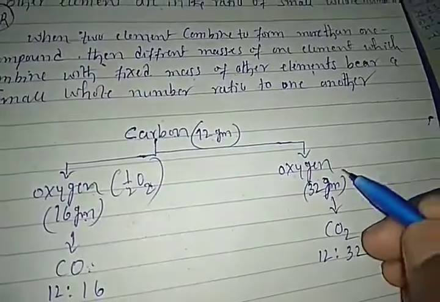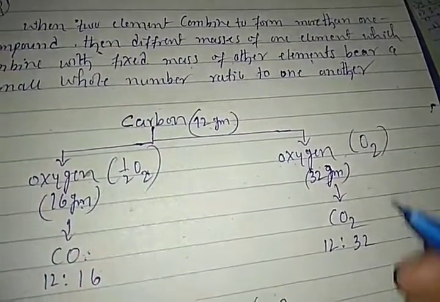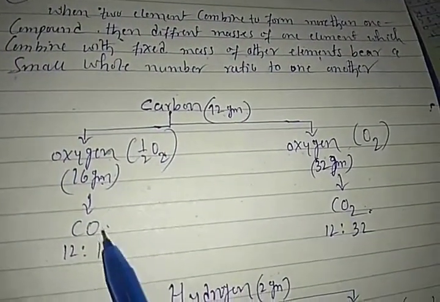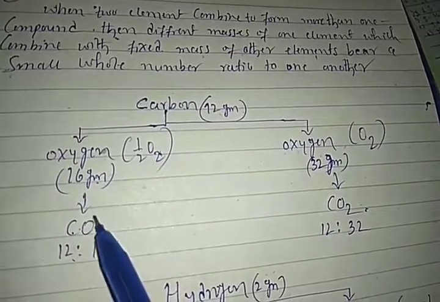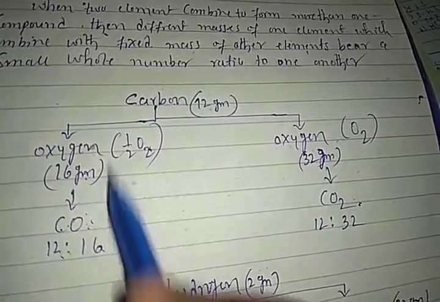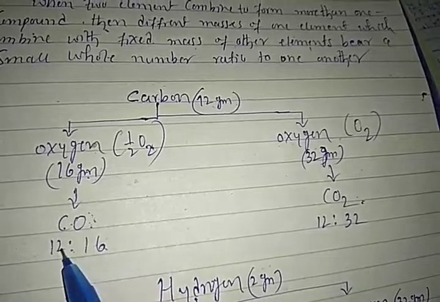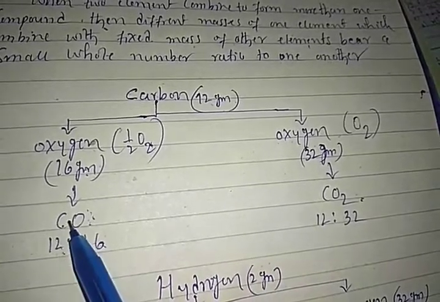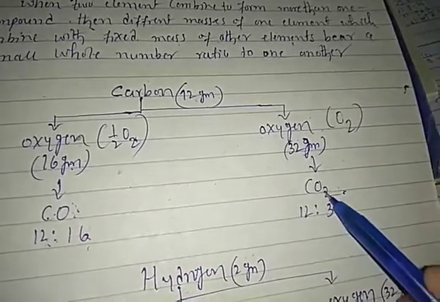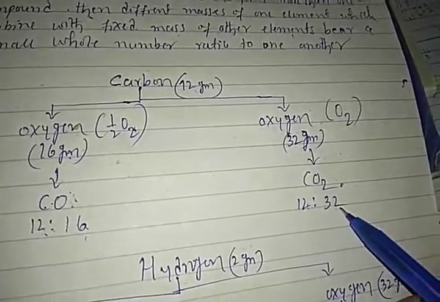The carbon again reacts with oxygen, here with diatomic oxygen, to form carbon dioxide. So carbon mass is 12 gram, oxygen mass is 16 gram, a ratio of 12 to 16 gram in carbon monoxide. When carbon reacts with oxygen to form carbon dioxide, carbon is 12 gram and oxygen is 32 gram.